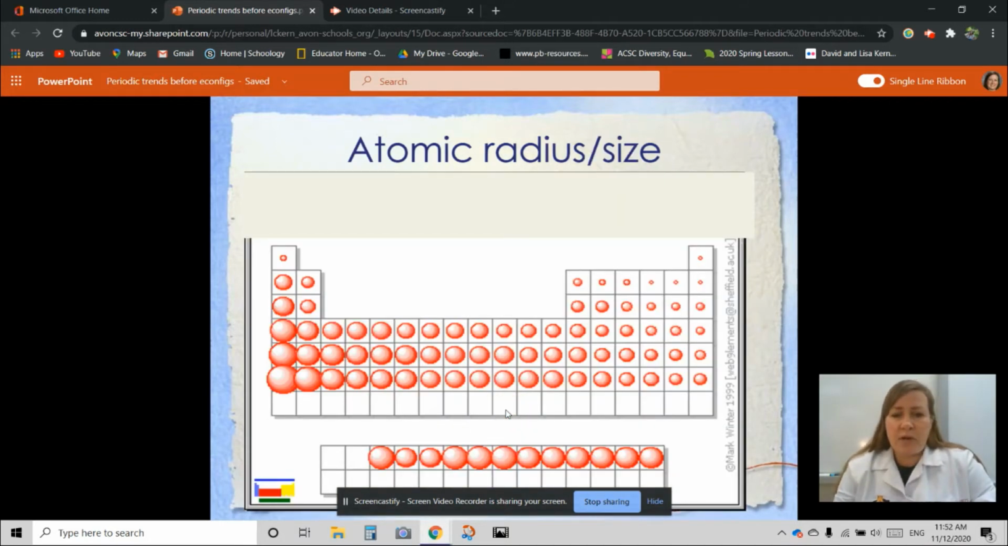We talked about the trend for atomic size or atomic radius. As you go down on the periodic table, the atoms get bigger. As you go to the right, in general, they get smaller. Doesn't always follow the rule going to the right exactly, but it's pretty close.